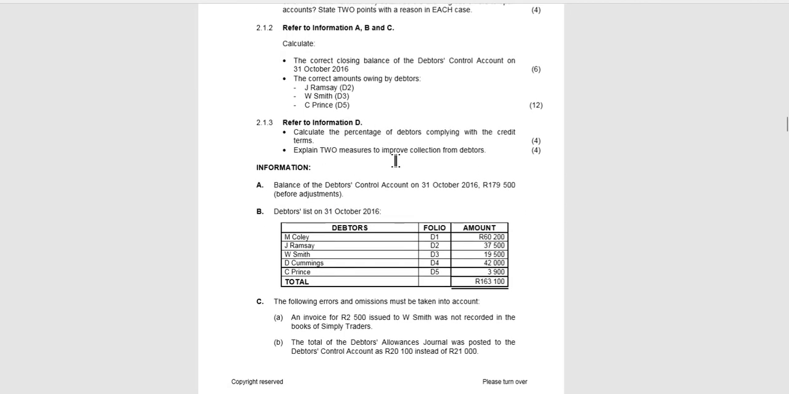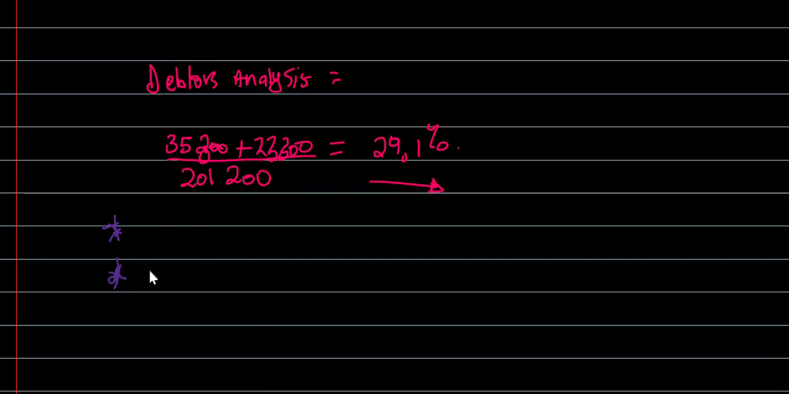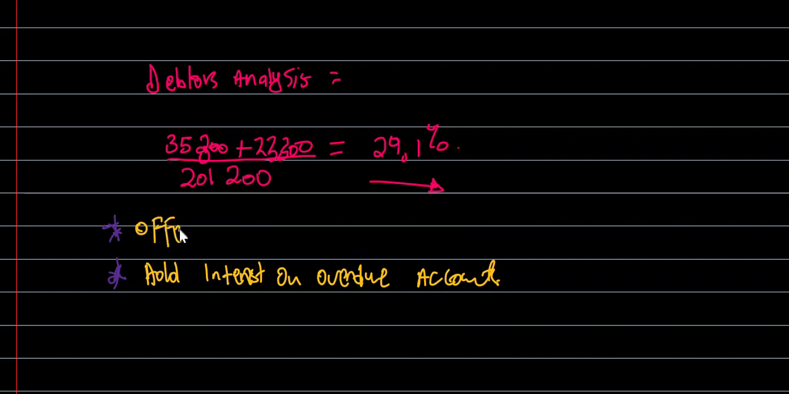Then explain two measures to improve collection from debtors. So what measures can the company use? Number one, I can say they must add interest on overdue accounts. That's the first one, overdue accounts. Another one that they must do is to offer the discount for those who pay early. Just to offer discounts for early payments.